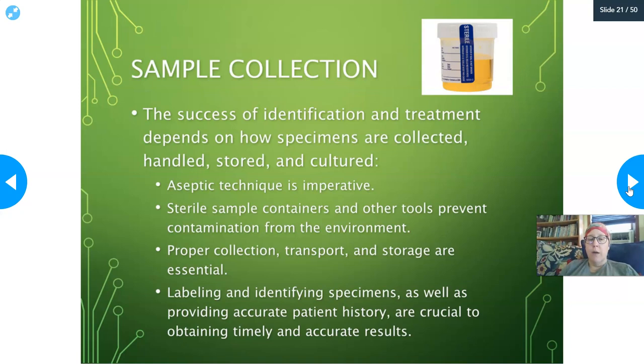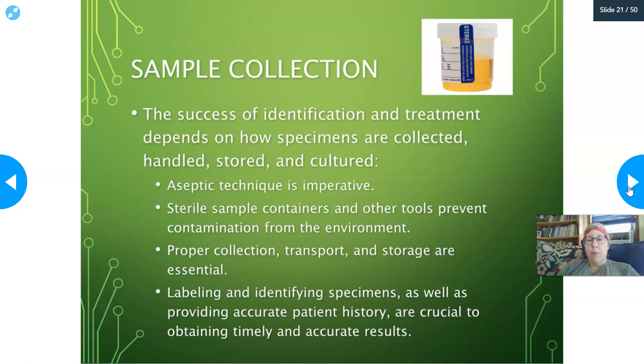So obviously we need sterile sample containers. The urine cup should be sealed and stay sterile. The swabs should be in a sterile container. Once you open it, you need to use it because it doesn't stay sterile. And you can't put the swabs down on the table. You can't leave the cup open without the lid.